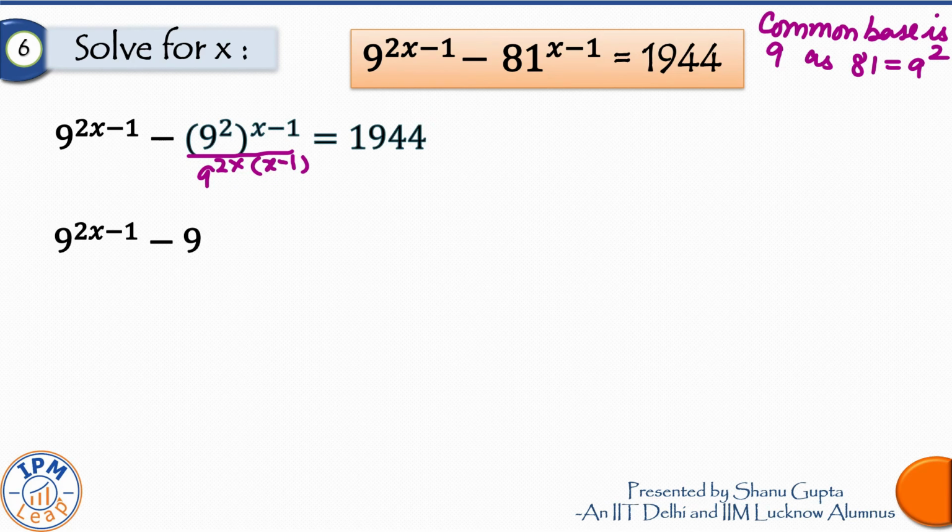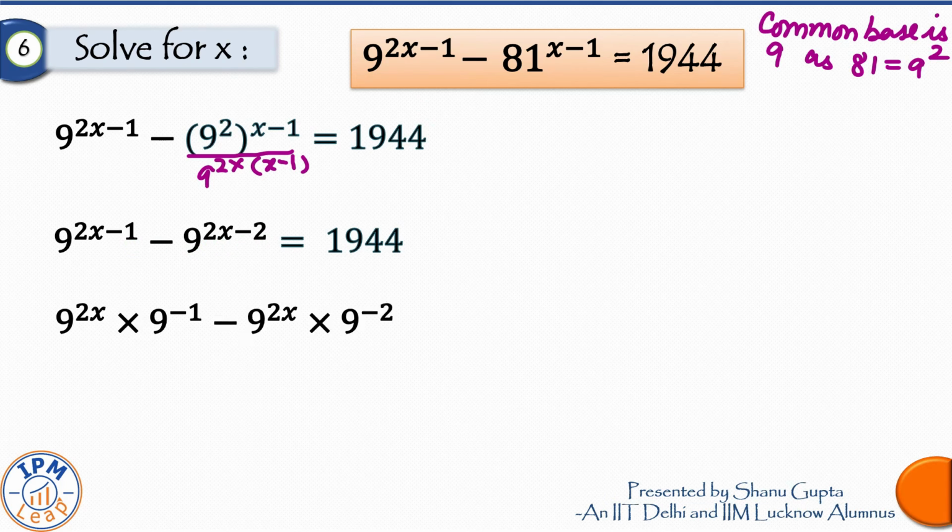So our equation is 9 raised to the power of 2x minus 1, minus 9 raised to the power of 2x minus 2, is equal to 1944. Further, using the product rule of exponents, we break up these two terms. a raised to the power of m plus n is equal to a raised to the power of m into a raised to the power of n. So 9 raised to the power of 2x minus 1 is equal to 9 raised to the power of 2x into 9 raised to the power of minus 1. And 9 raised to the power of 2x minus 2 is equal to 9 raised to the power of 2x into 9 raised to the power of minus 2.